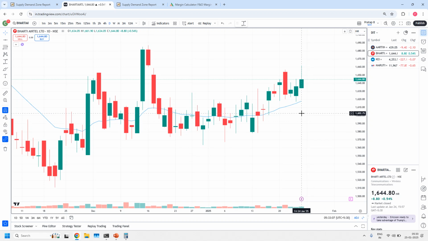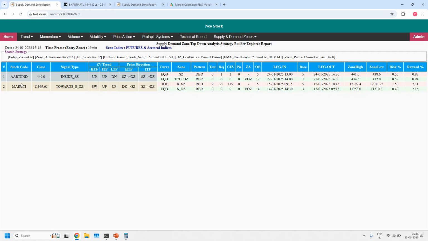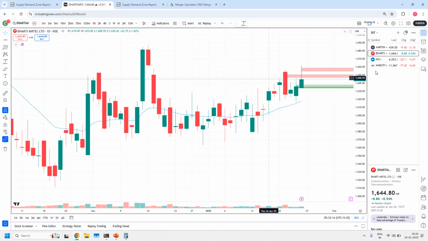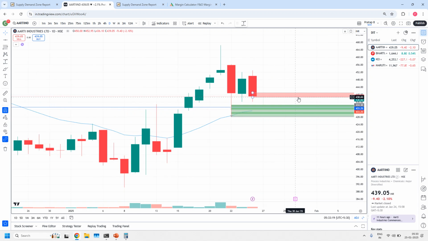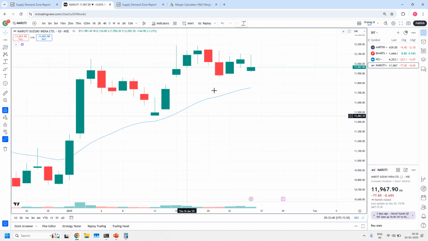Bharti is also not having it. That's why our software did not display Bharti either. Aarti Industries it displayed. Look into Aarti. See here we have a 75-minute zone, and this is having EMA confluence. So this is how perfectly our software is analyzing the stocks. That way we are every time identifying the high probability setup. But you can't take the trades blindly. See here, Maruti, what it is displaying. Everything is in our favor, right?